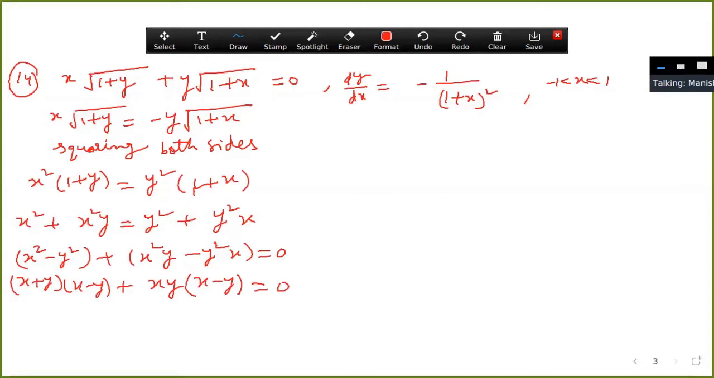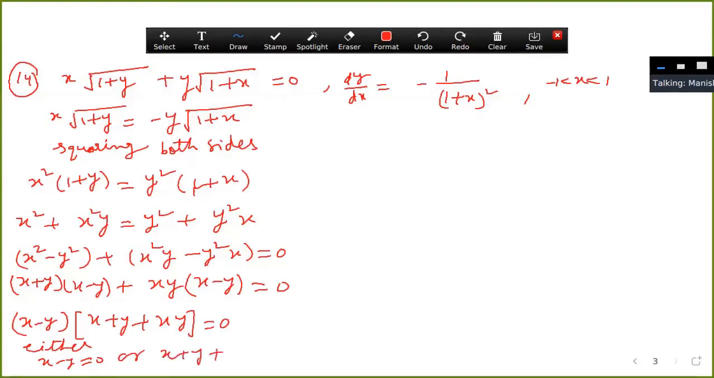Okay. Now when you take common the x minus y factor, which is lying in both terms, that is x plus y plus xy equal to 0. What does it imply? Either x minus y equal to 0 or x plus y plus xy equal to 0. But x is not equal to y. So it means x plus y plus xy will be equal to 0.